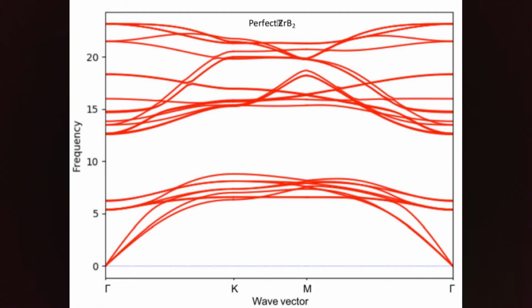The first graph is for the perfect zirconium diboride. The result shows good dynamic stability because there are no imaginary modes, and such stability is expected for structures with high atomic defect energy and low tendencies for atomic explosion.